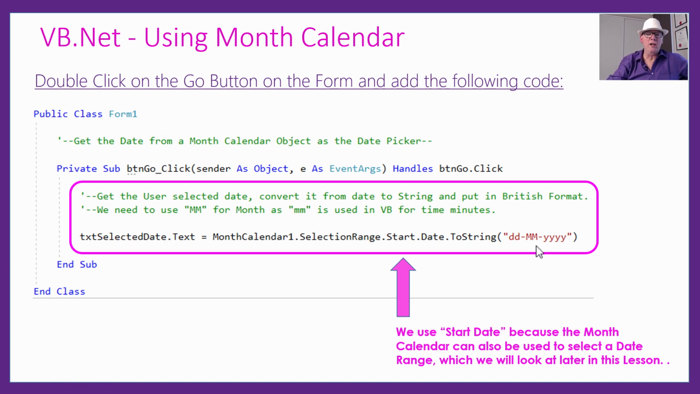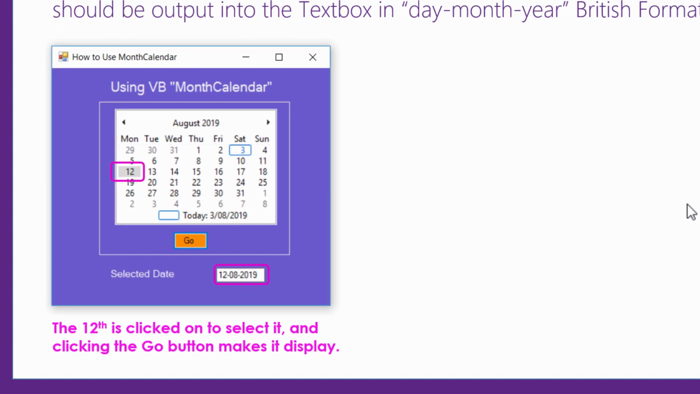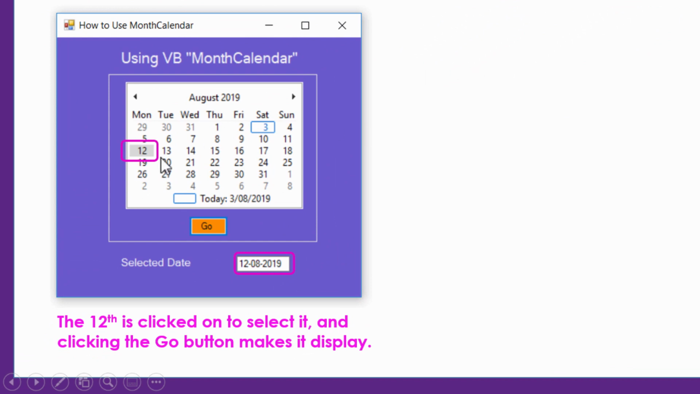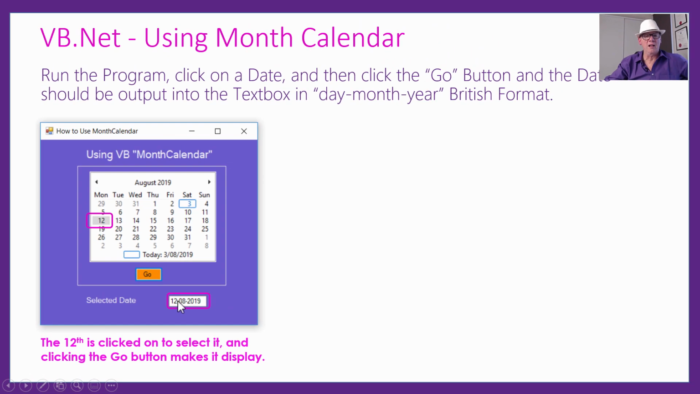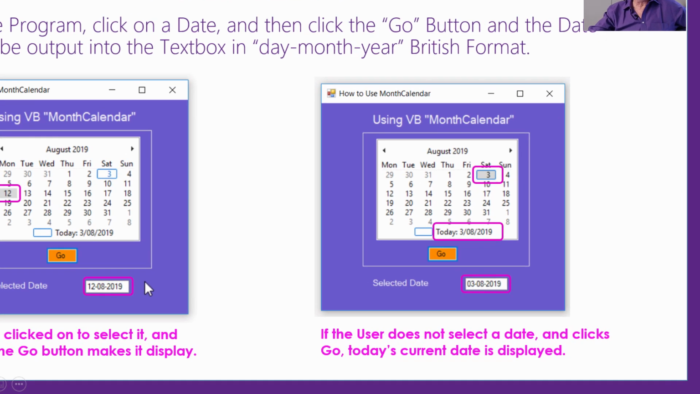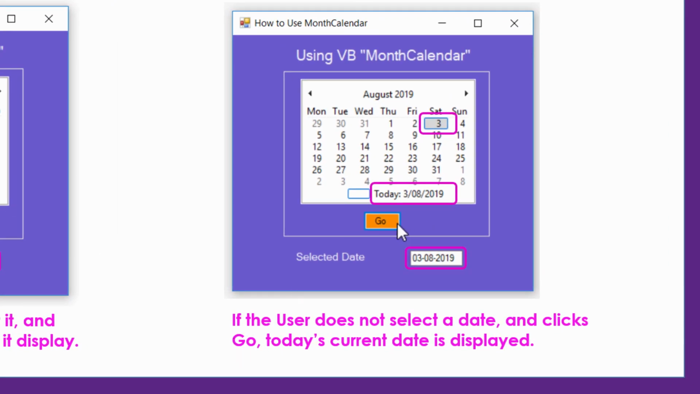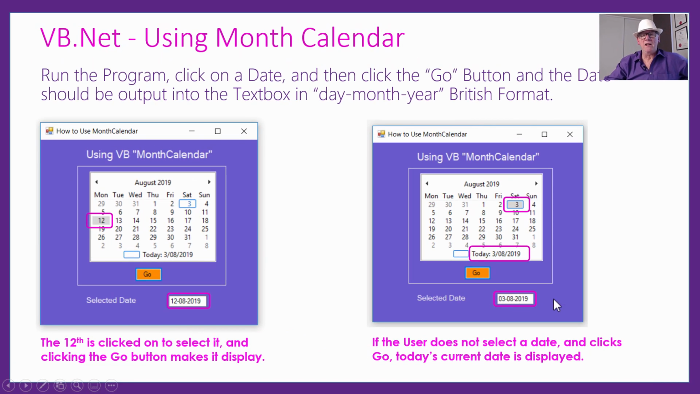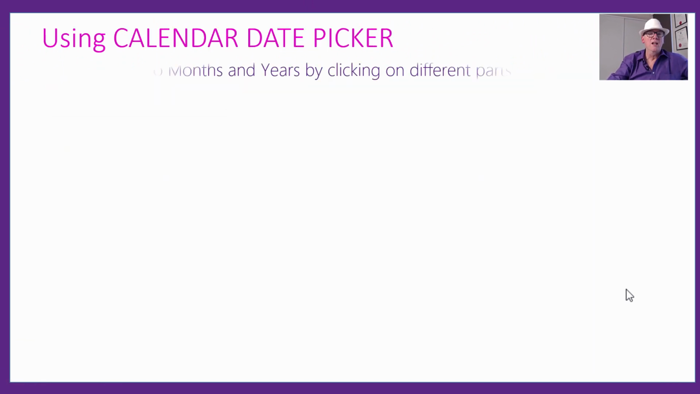So if we put that code in on the Go button, what should happen is that we can run our program, click on the 12th, click the Go button, and it'll put what they selected off the calendar into our text box here. So that's fine. Now, if they don't pick a date and just click Go, it'll just grab today's date. We're running here on the 3rd of August, so it's just going to pick that and put that into the text box. So if they don't pick anything, it'll just get today's date. That's nice because you don't have to worry about them selecting nothing.